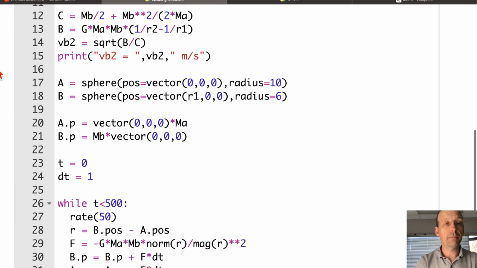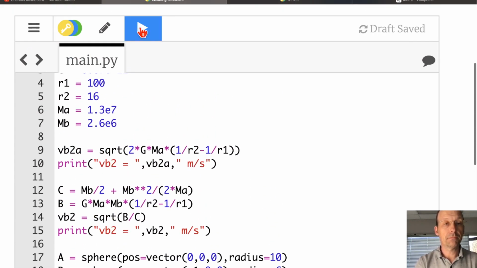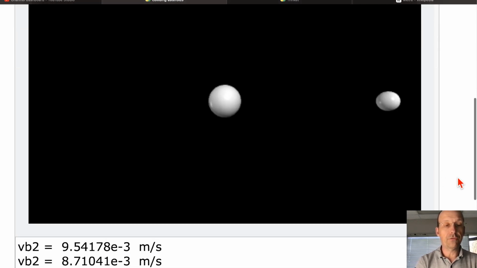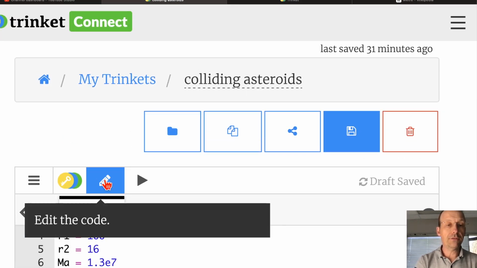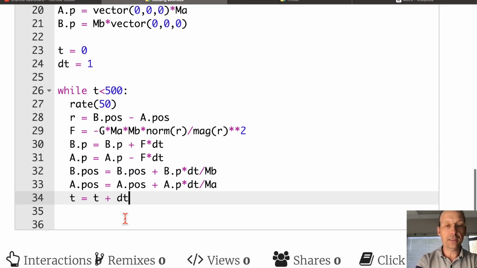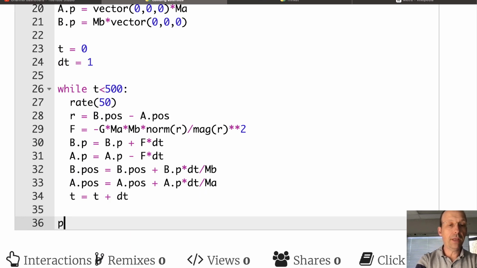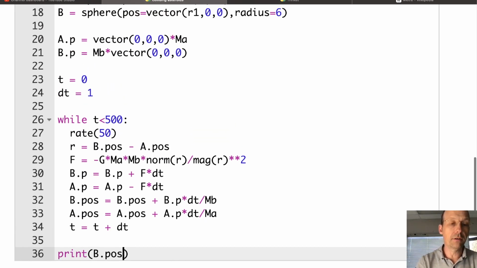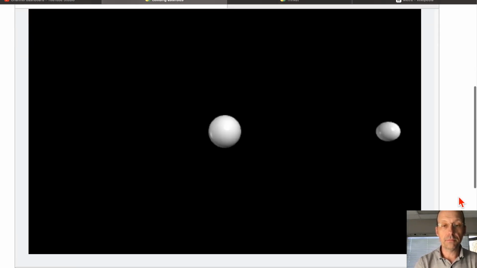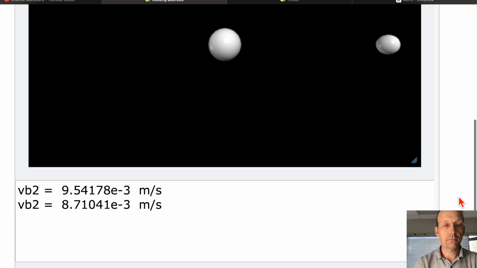Okay, let's run that. And I can't even tell if it's running, so let's just print. Let's go back here and see if it prints something at the end. I'm going to print B.POS, the position. Let's just see if it's less than 100 in the x direction. It should move at least a little bit. It's not done. That's weird.